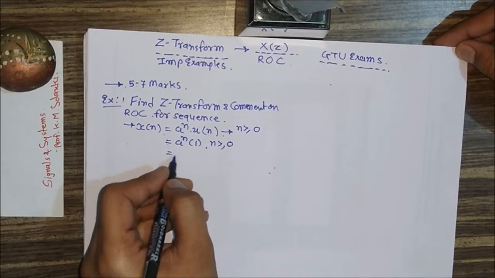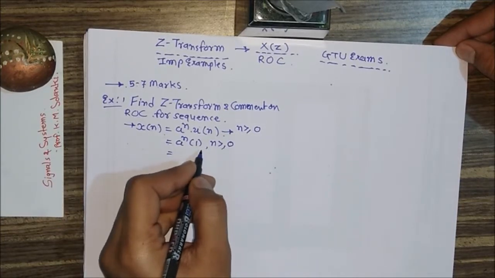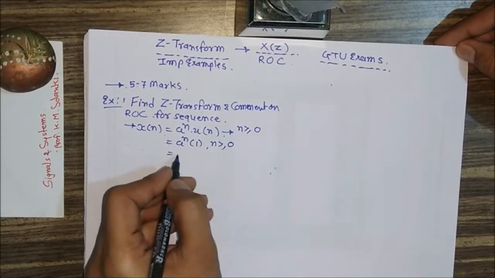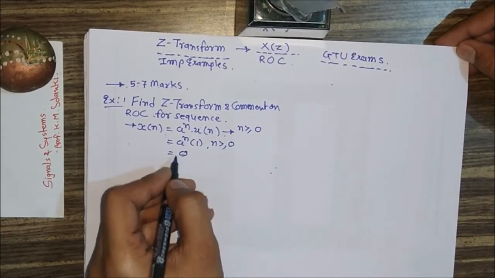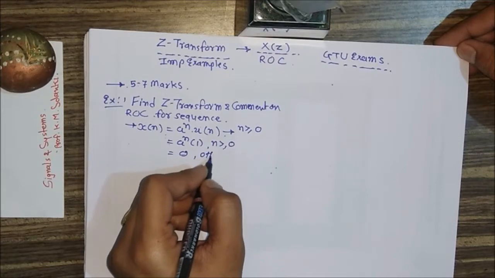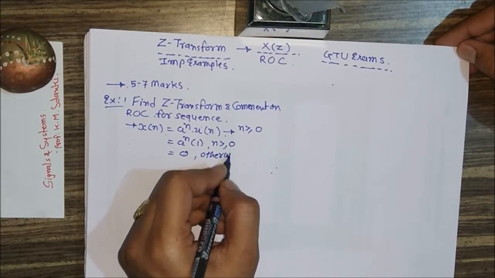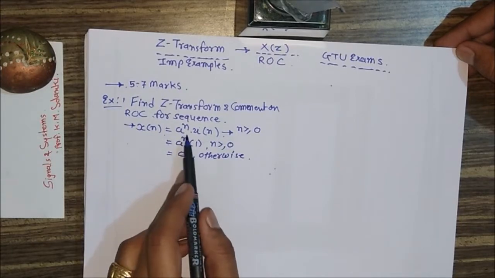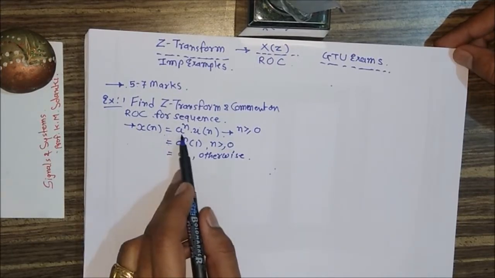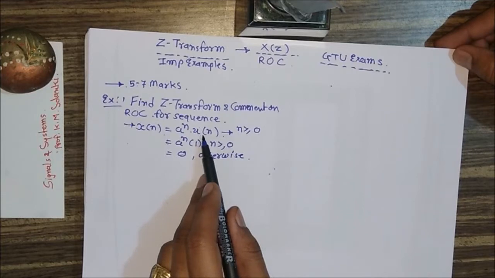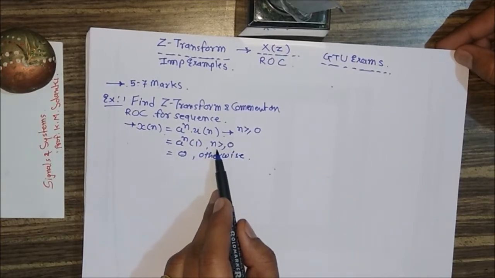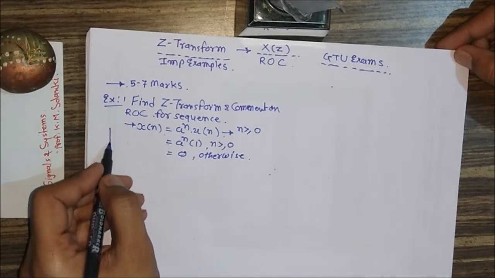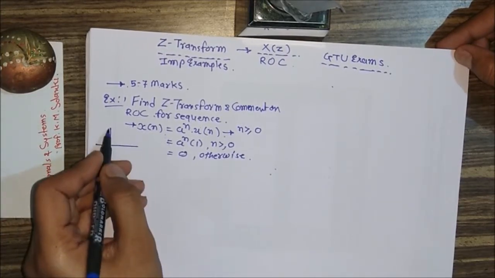So now a raised to n becomes a raised to n for n greater than or equal to 0, and for the otherwise case the amplitude is 0. So we'll see the otherwise case is 0. So this is the actual signal given to us. So x of n, a raised to n u of n, means a raised to n for the period n greater than or equal to 0. So it will look like this.